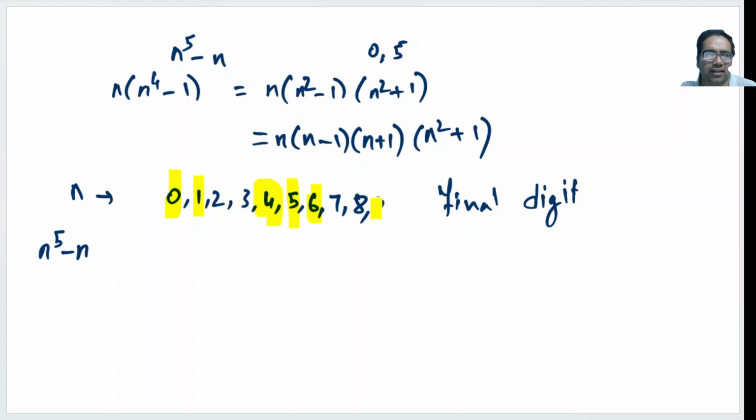When n is ending in 9, n plus 1 will end in 0. And the product of all of it will end in 0. So 9 is also sorted. We are left with 2, 3, 7, 8.